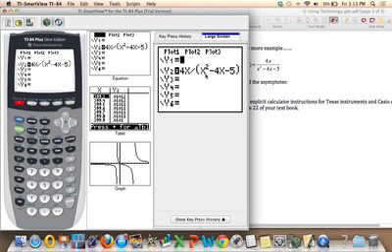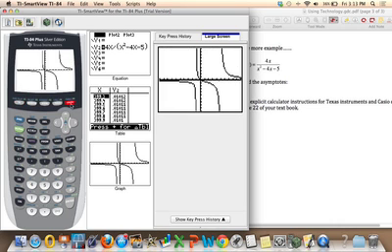I would suggest putting brackets around your entire denominator because I want all of this quadratic to be the denominator. Take a look at what the graph looks like. Okay, what the heck is going on here? It looks like I have a horizontal asymptote on the x-axis here, going back and forth. And it looks like maybe I've got a vertical asymptote here and a vertical asymptote here.